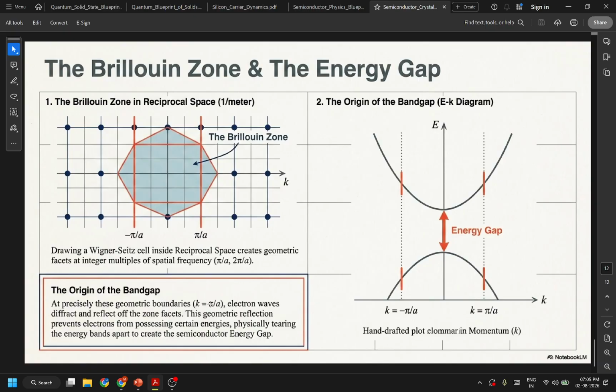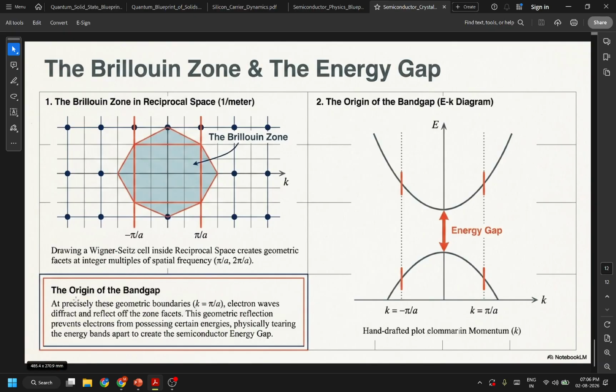So now, in momentum space, it is defined as the Brillouin zone. If you draw a Wigner-Seitz cell inside the reciprocal space, you get something known as the Brillouin zone, which creates facets at integer multiples of the spatial frequency, which is pi by a to pi by a.